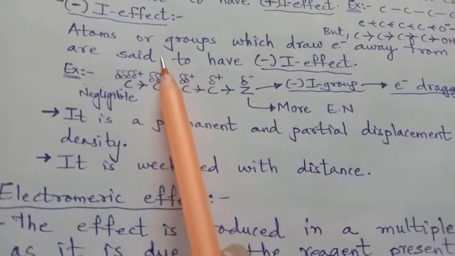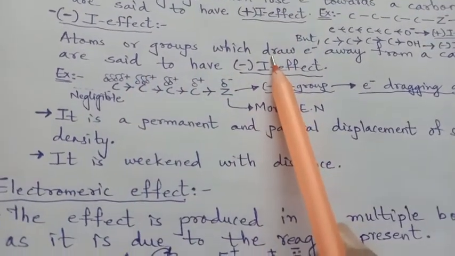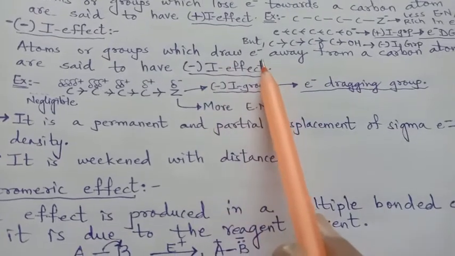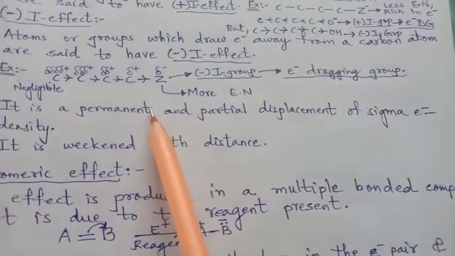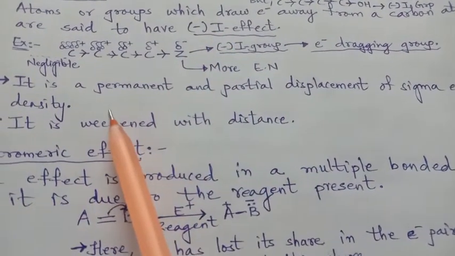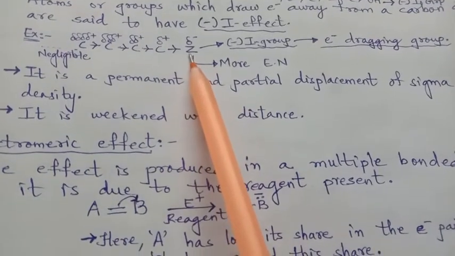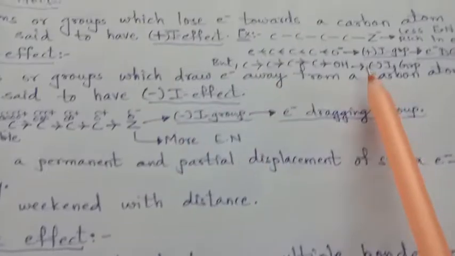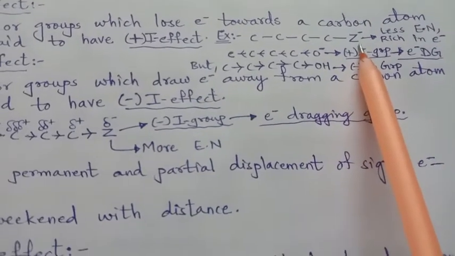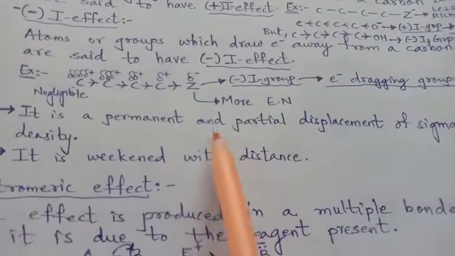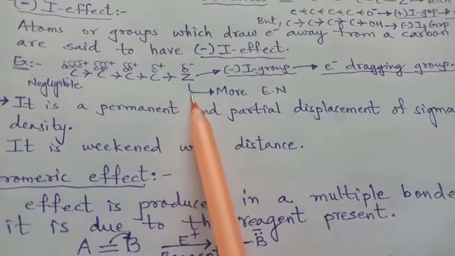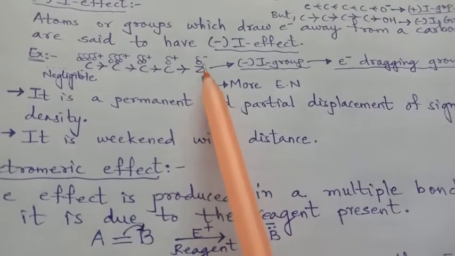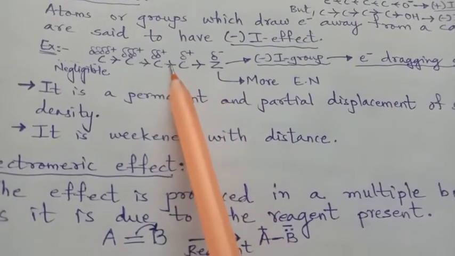And what is the next effect? When the atoms or groups draw electrons away from the carbon, then it is the minus I effect. So here what will happen? It is Z, not Z minus. Right? Here it is Z minus, so rich in electrons, less electronegative. This is more electronegative, a minus I group. So it will try to drag electrons from the carbon.